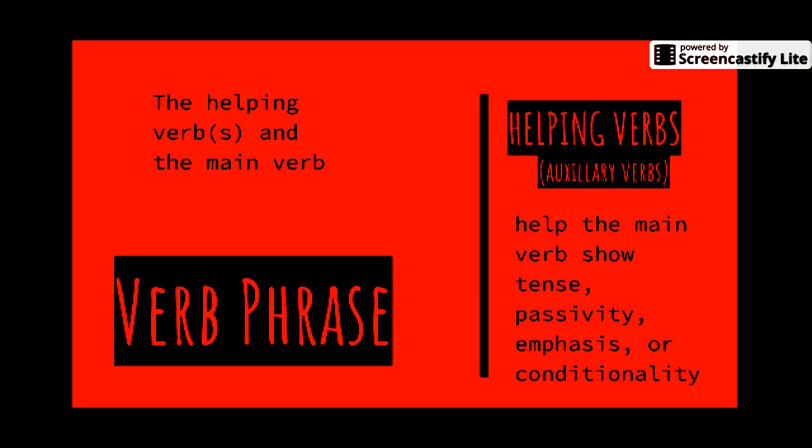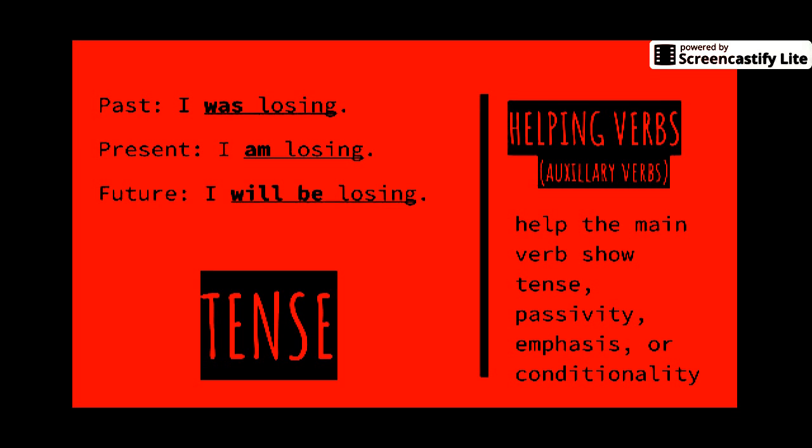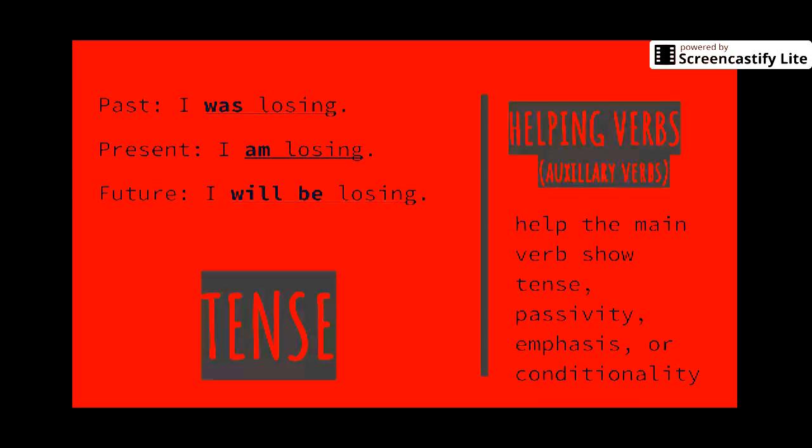So let's look at how a helping verb helps us with tense. Here's the past tense. I was losing. Was is our helping verb and losing is our verb. In the present tense, I am losing. Am is our helping verb, and losing is our main verb. And then in the future tense, I will be losing. Will and be are helping verbs, and losing is our main verb. Each one of these sentences has an underlined portion, and that's the verb phrase. It's the helping verb and the main verb.